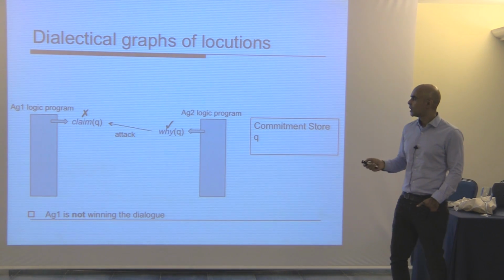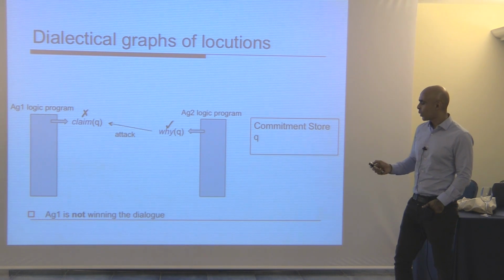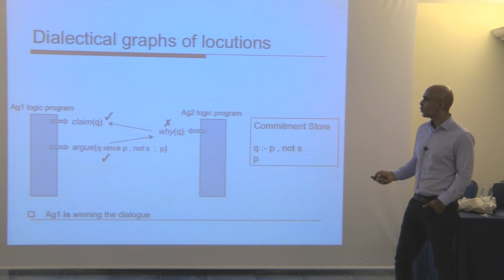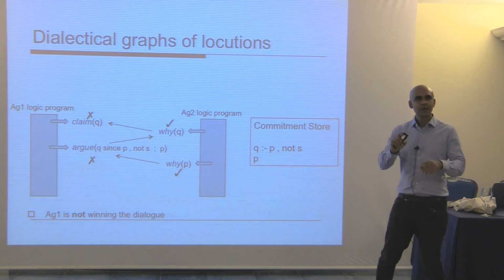Okay, so then, having been asked to justify Q, agent 1 could move, well, Q since P not S. Again, this locution could be seen as an attack on this locution. And then agent 2 might ask why P, and this could be seen as an attack on this locution. So this is quite interesting.